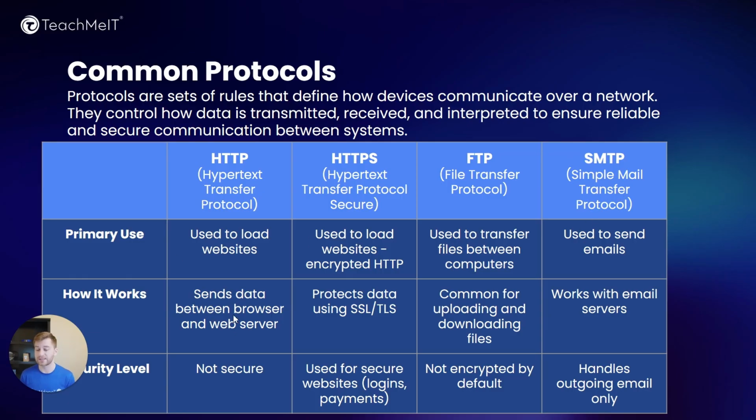HTTP works by sending data between a browser and a web server, and HTTP is not secure. HTTPS protects data using SSL, so it is encrypted. HTTPS is used for secure websites, for example logins, payments, things like that. FTP is used for uploading and downloading files or transferring data through files. FTP is not encrypted by default, but it does have the capability for encryption. Just like FTP, SMTP is not encrypted by default. It has the potential for encryption, but by default it is not encrypted.